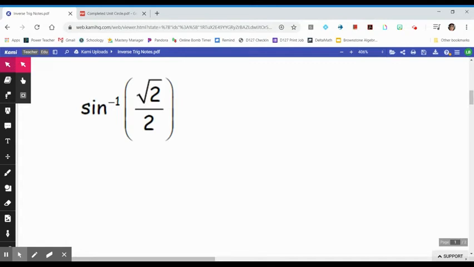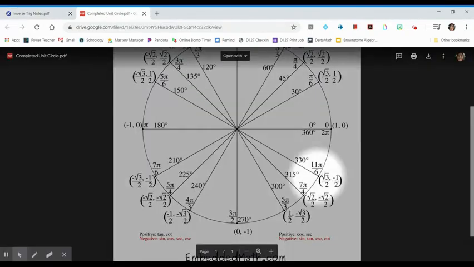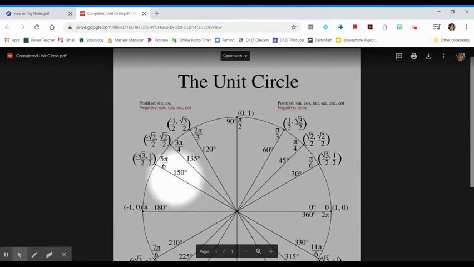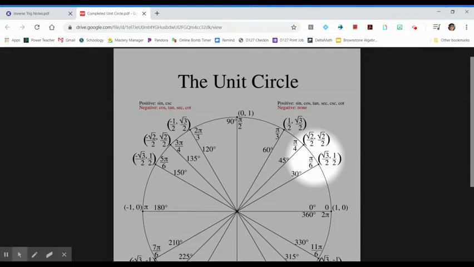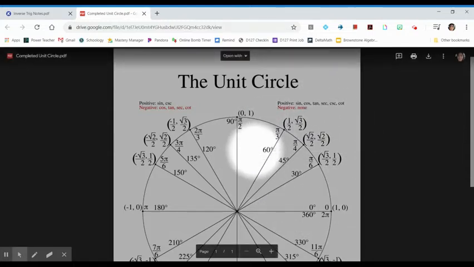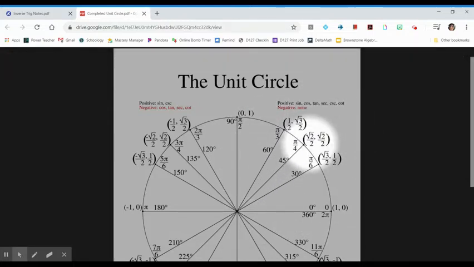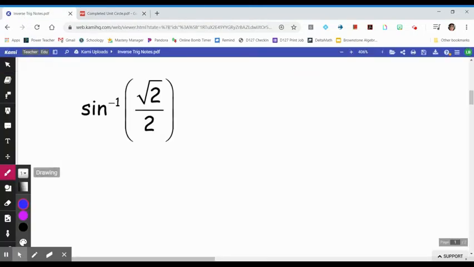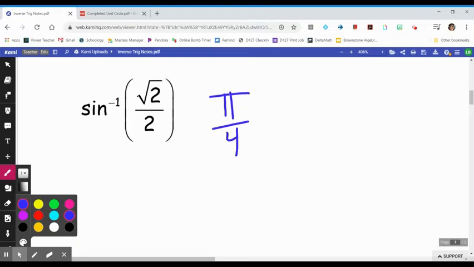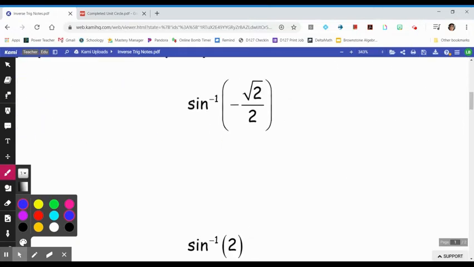This first problem here is sine inverse of root 2 over 2. So what we're being asked to find is where is sine root 2 over 2? Sine is positive in the first and second quadrants, but if we're following our range restrictions, we're specifically just going to be looking at quadrant number 1. As a reminder, sine is the y value in the ordered pair, so we're going to be looking at this ordered pair right here, and that answer in radians is pi over 4. So sine inverse is pi over 4.